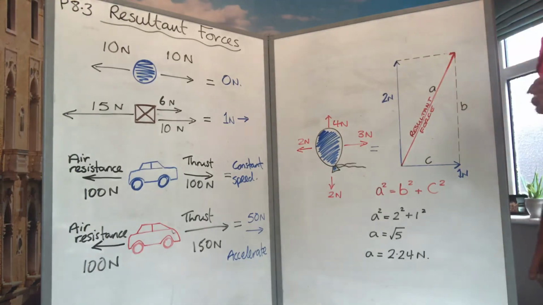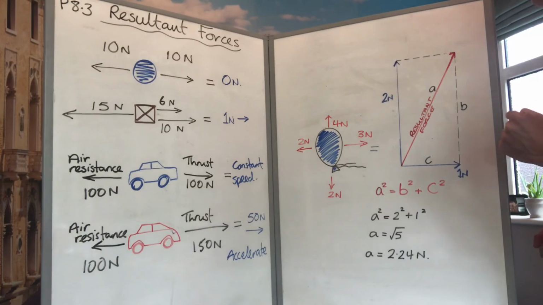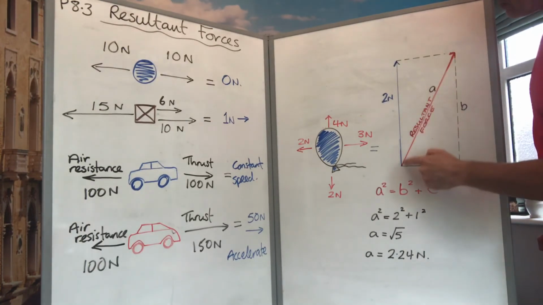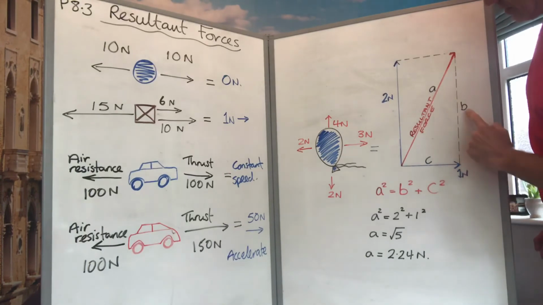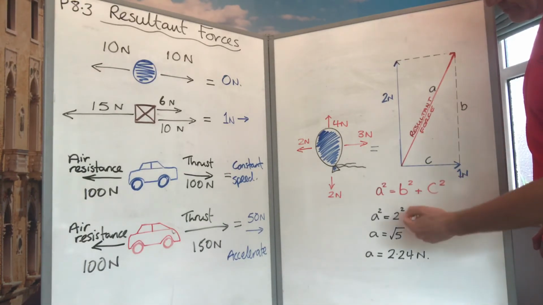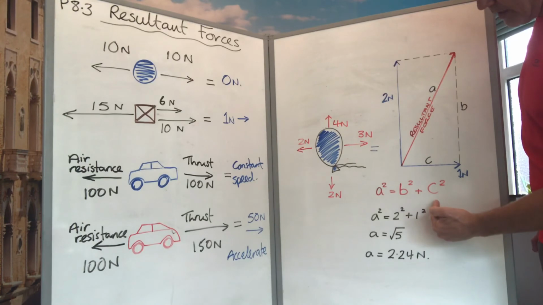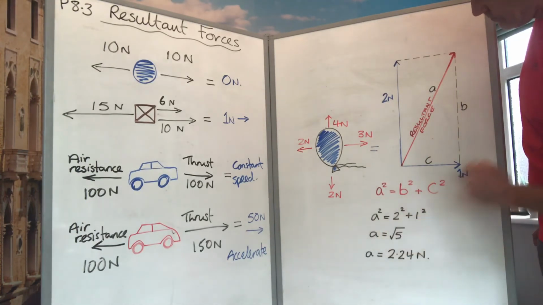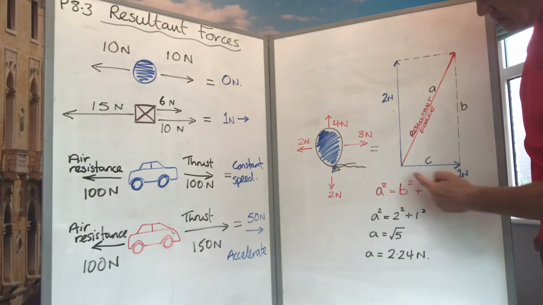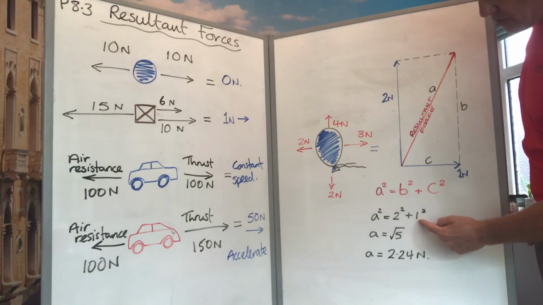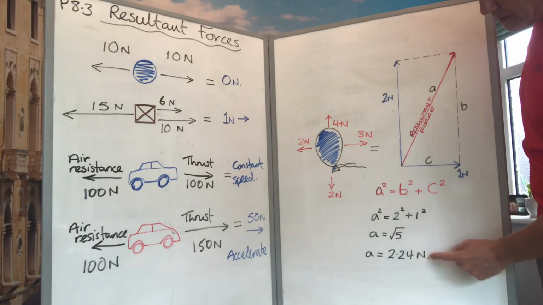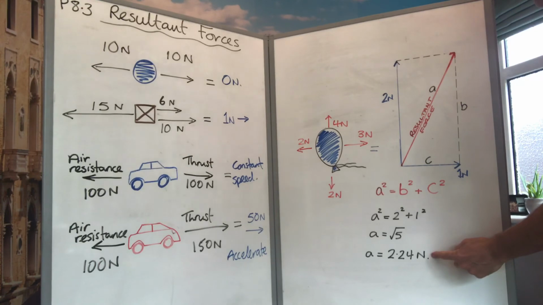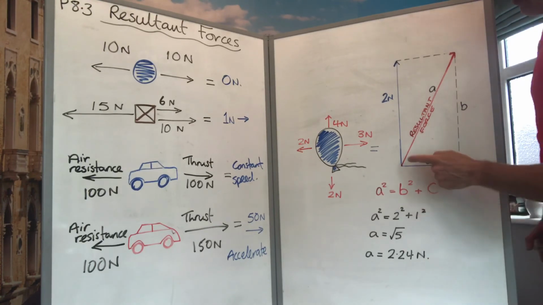If you want to work out the size of that force, you need to use Pythagoras. So this triangle here we call A, B and C. A squared equals B squared plus C squared. So A squared will equal 2 squared, which is this one, plus C squared, which is 2 squared and 1 squared. So that's 4 plus 1. So A will be the square root of 5, which is 2.24 newtons. So we have size and we have a direction.